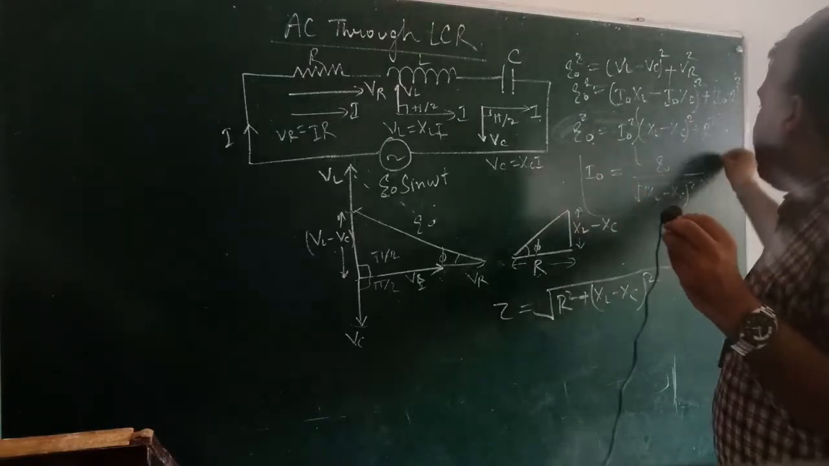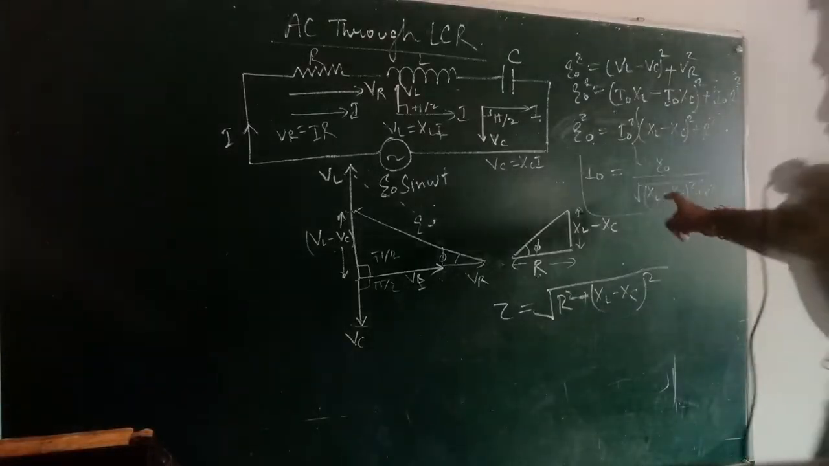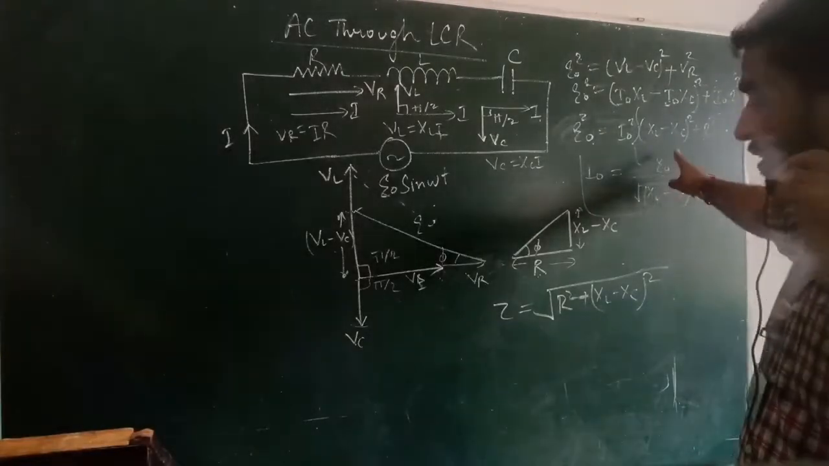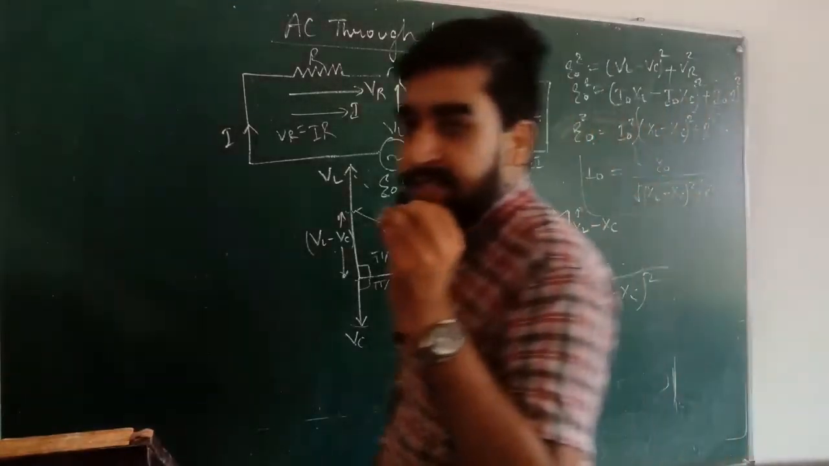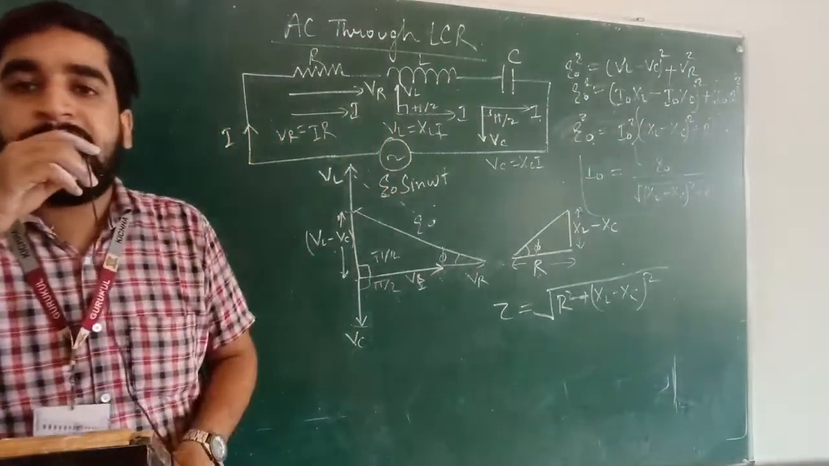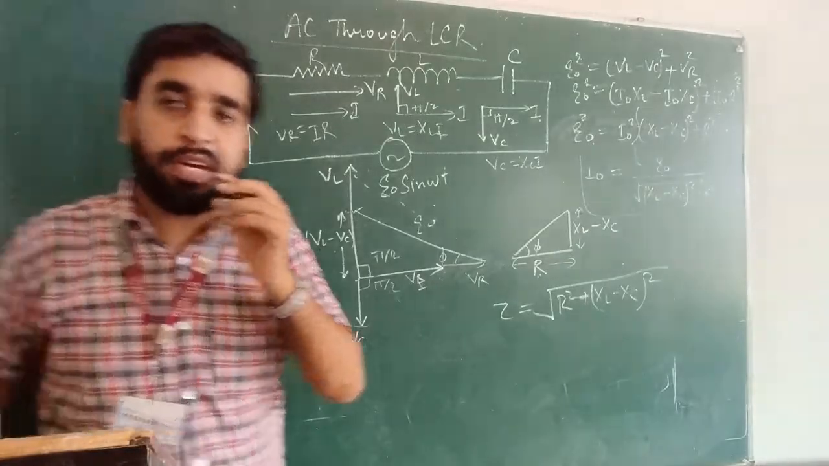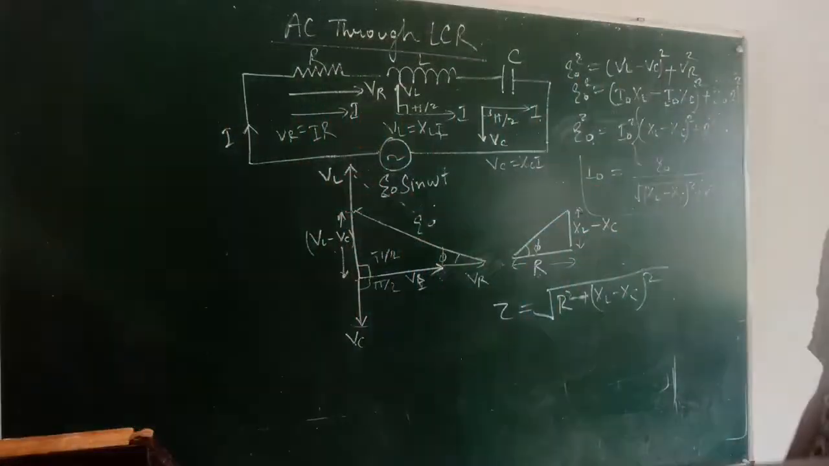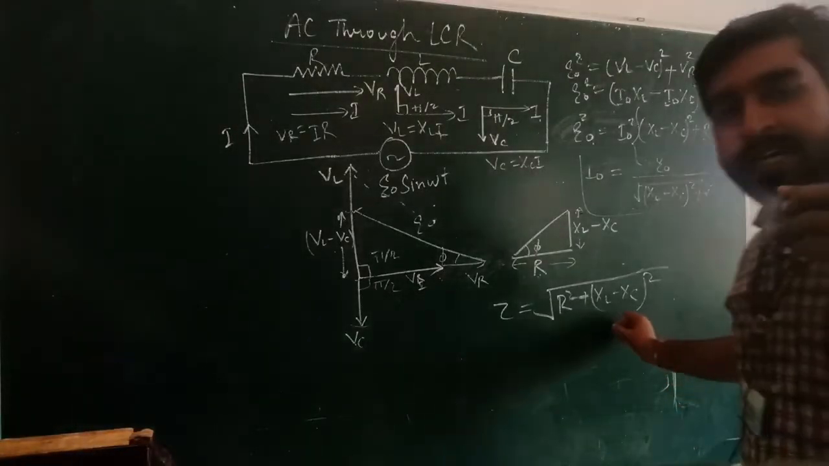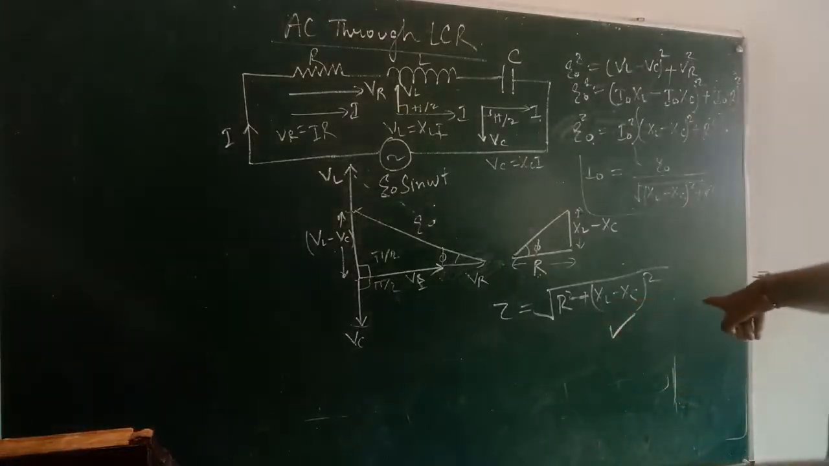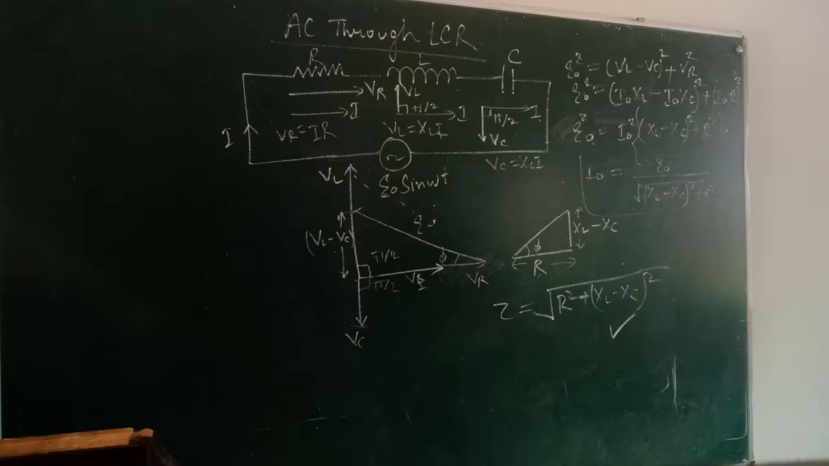As you can see, the maximum value of current here is E naught, the value of voltage, divided by something. This something should be the overall resistance of the circuit, and this is known as impedance, denoted by Z. The overall resistance offered by the series LCR circuit is known as impedance, denoted by Z. What is the value of Z? Z is under root R square plus XL minus XC whole square. So I hope you understood this.